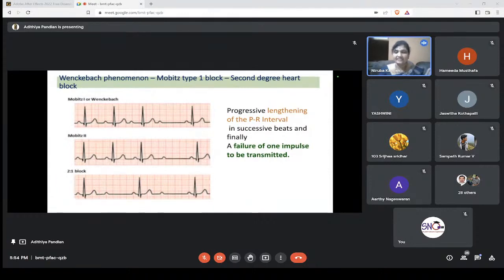Wenckebach's phenomenon, as we read in the previous two slides, is a Mobitz type 1 block, which comes under second degree heart block. It's a very important PG question when they ask, so I put it up separately. Wenckebach's phenomenon is Mobitz type 1. There is lengthening of the PR interval, and as the beats go on, in 3 successive beats there will be a failure of one impulse to be transmitted. Next slide, please.